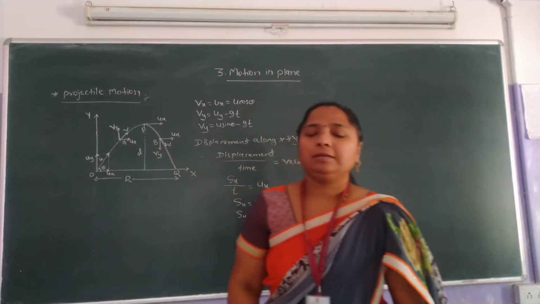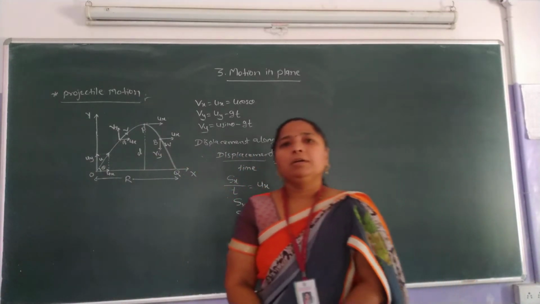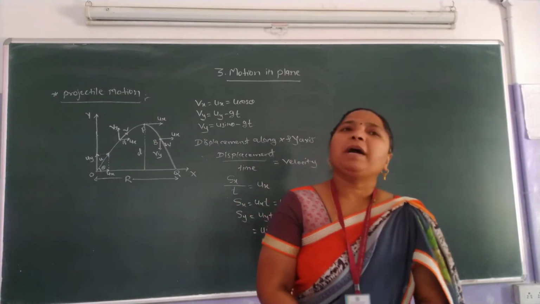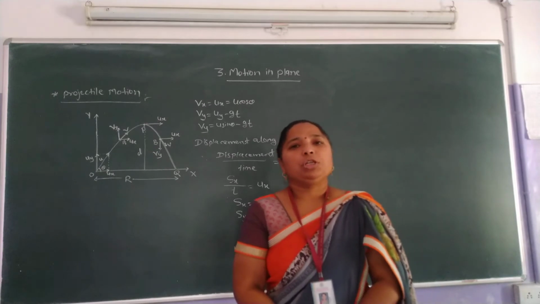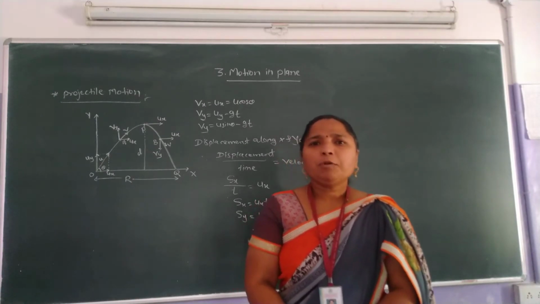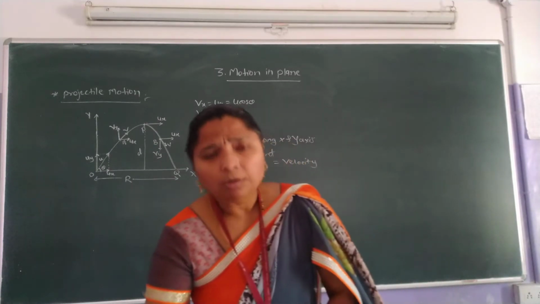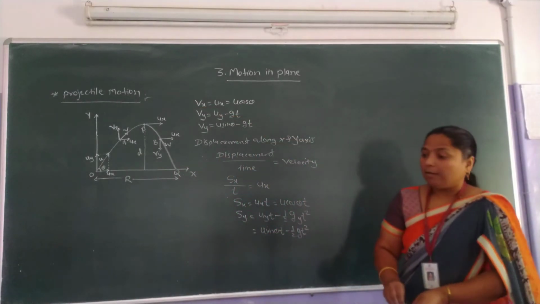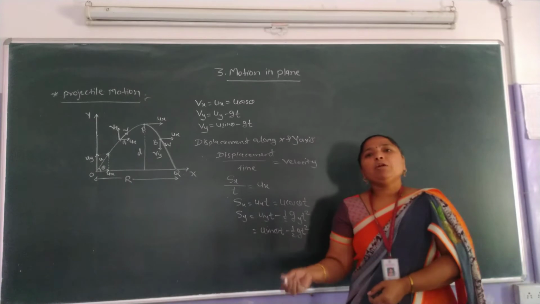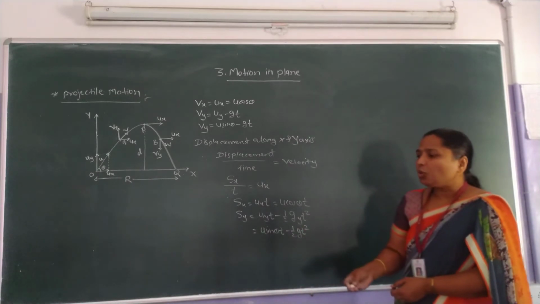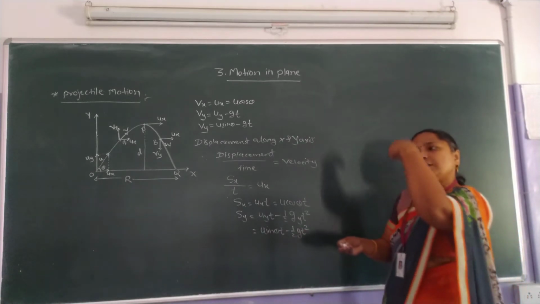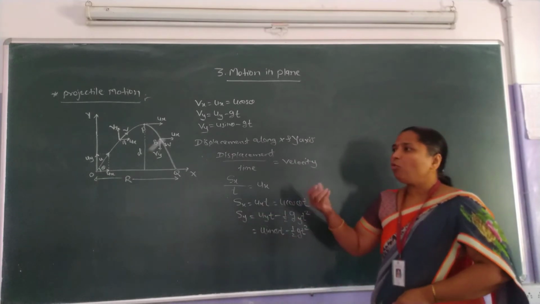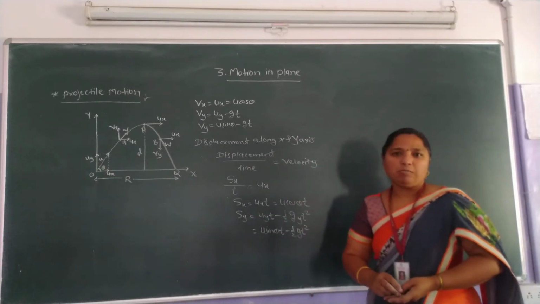Hello students, in the third chapter we learn about motion in a plane. What is meant by projectile motion? In projectile motion, an object is thrown with an initial velocity u. The object is thrown and reaches the ground on the same horizontal surface. That motion is known as projectile motion.